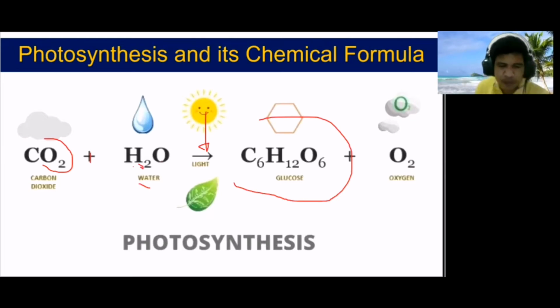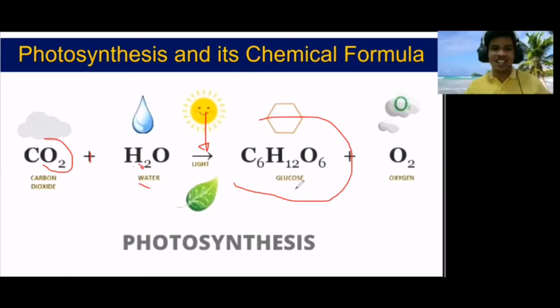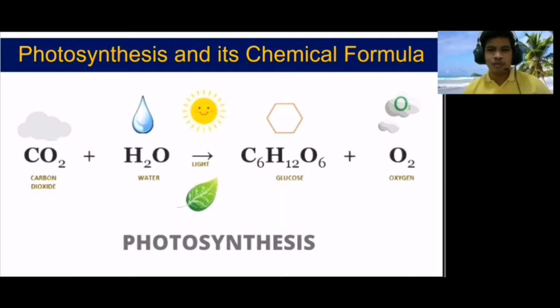I'd like to hear from Yok. Hello, Yok. What are the products of photosynthesis, please? Glucose and oxygen. All right, that is correct. So this one is called glucose or sugar, plus oxygen. Very good. I hope you still remember that. I hope you don't forget that.